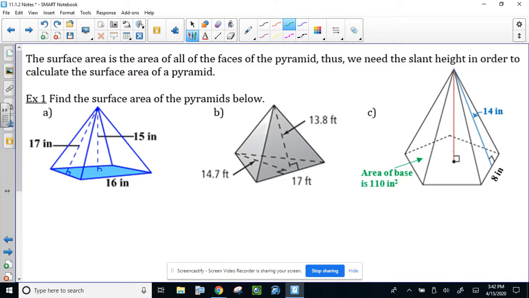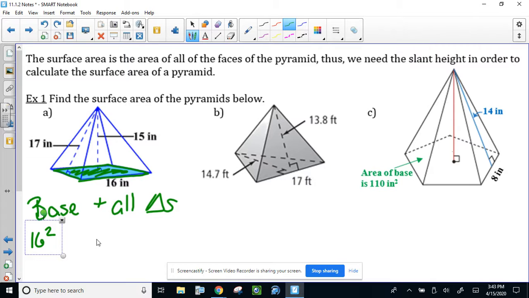We're going to try and come up with a method for finding the surface area. So when we think about the surface area, it's all of the faces, everything. So we want the base plus all of the triangles. So I'm going to write triangles like that. We're assuming here this is a square pyramid, so we know that the base is a square. So we want the area of that, which would be 16 times 16 or 16 squared.